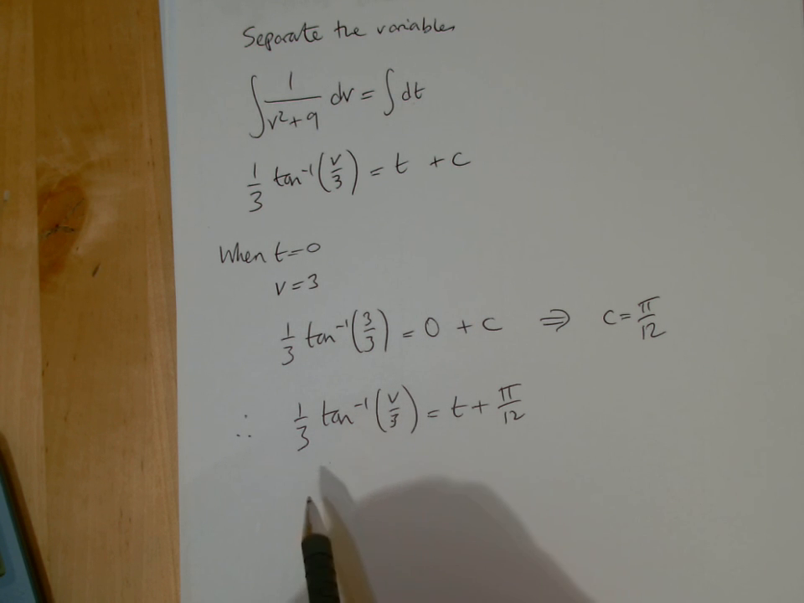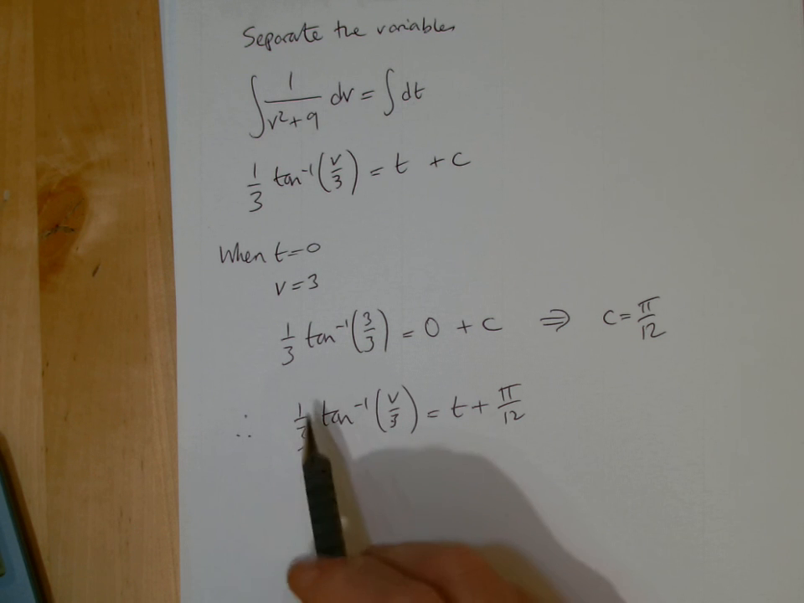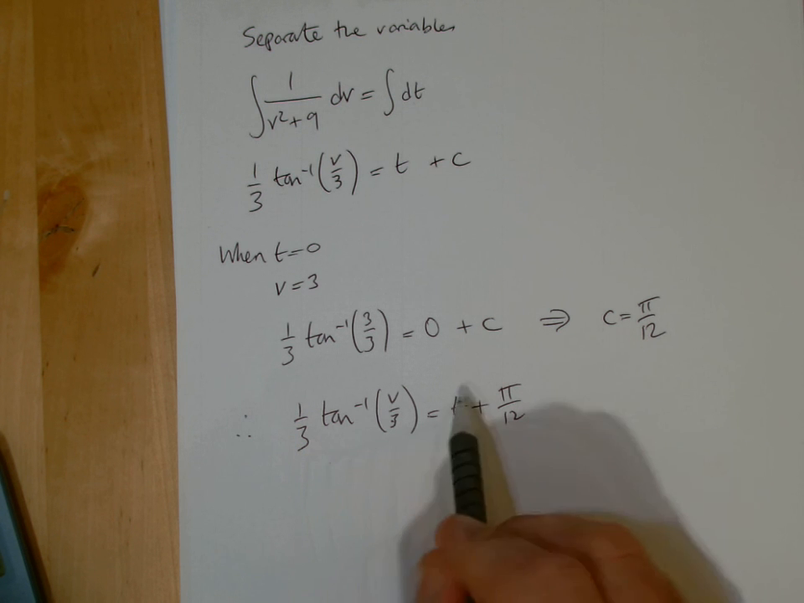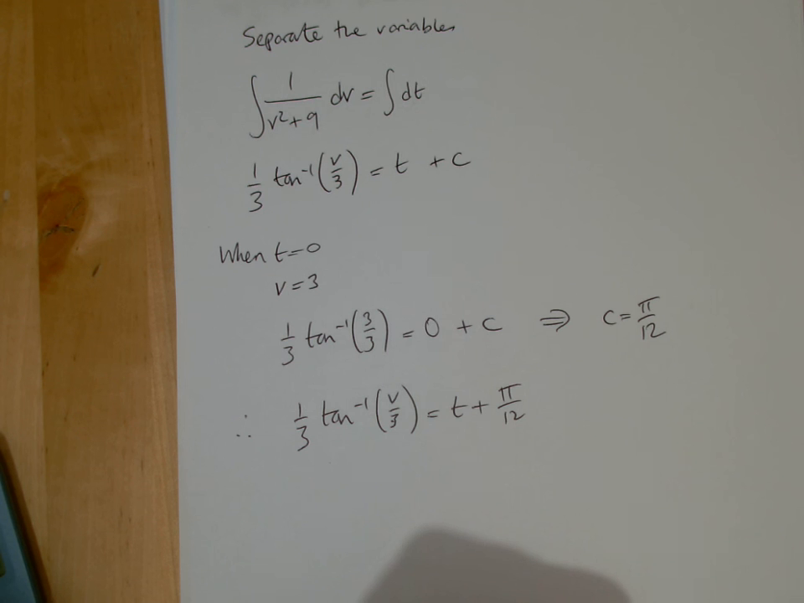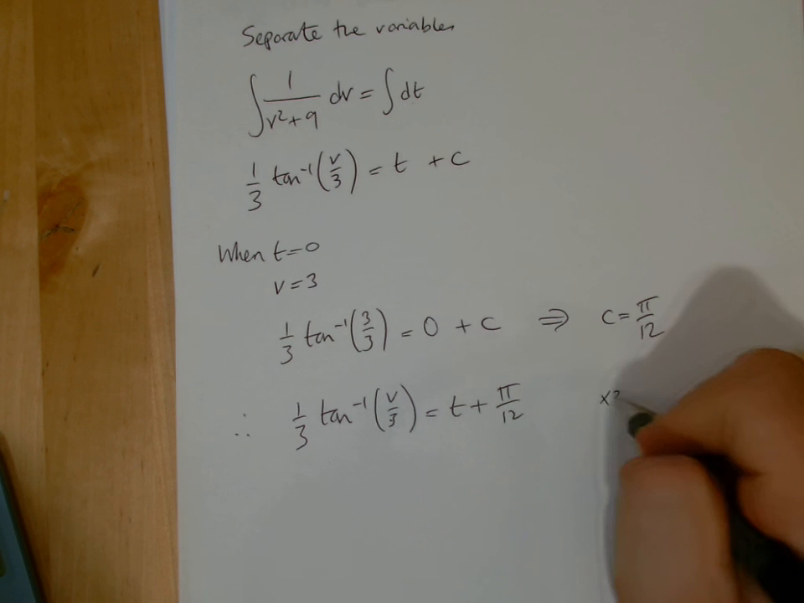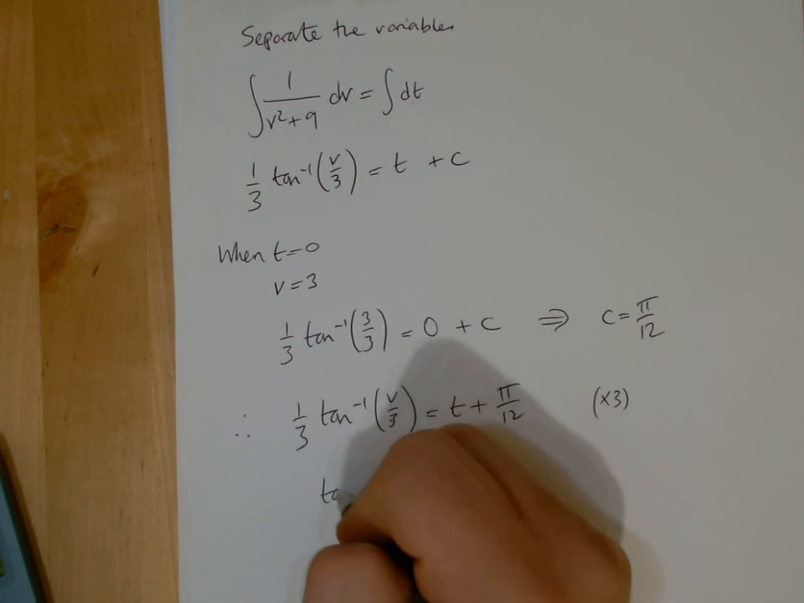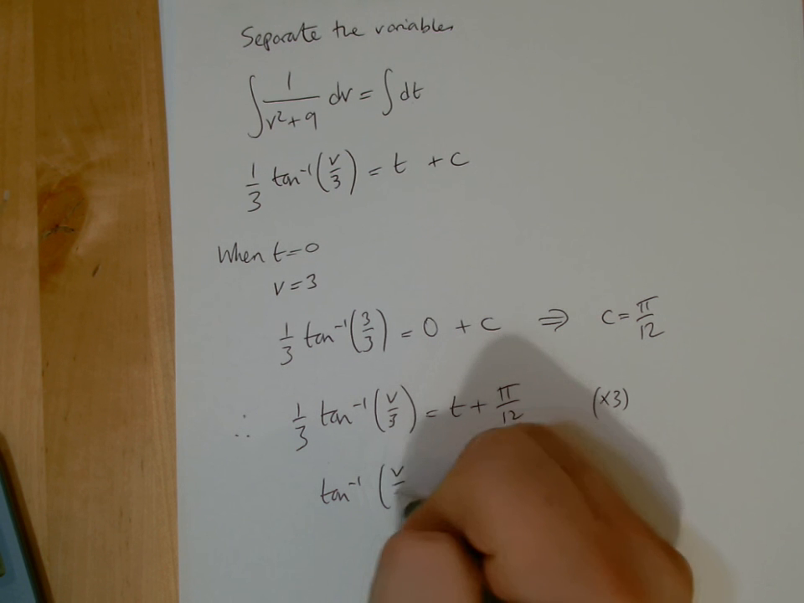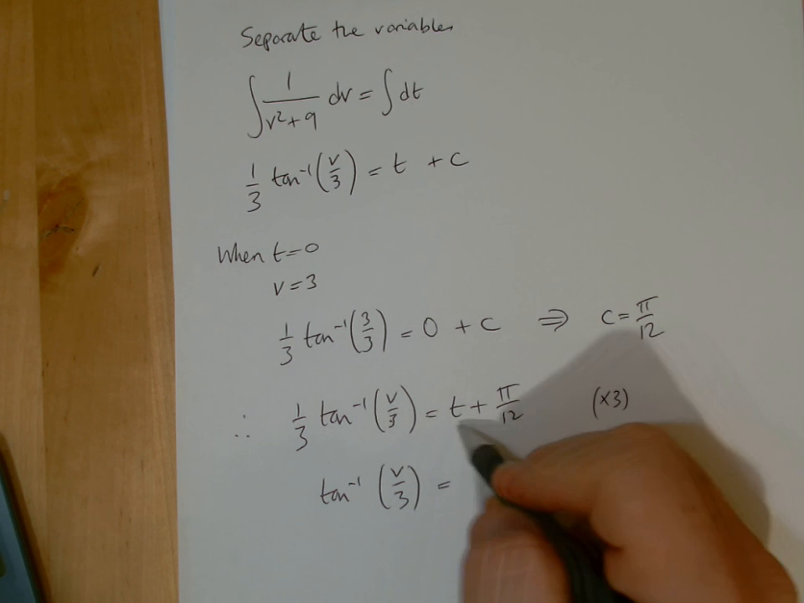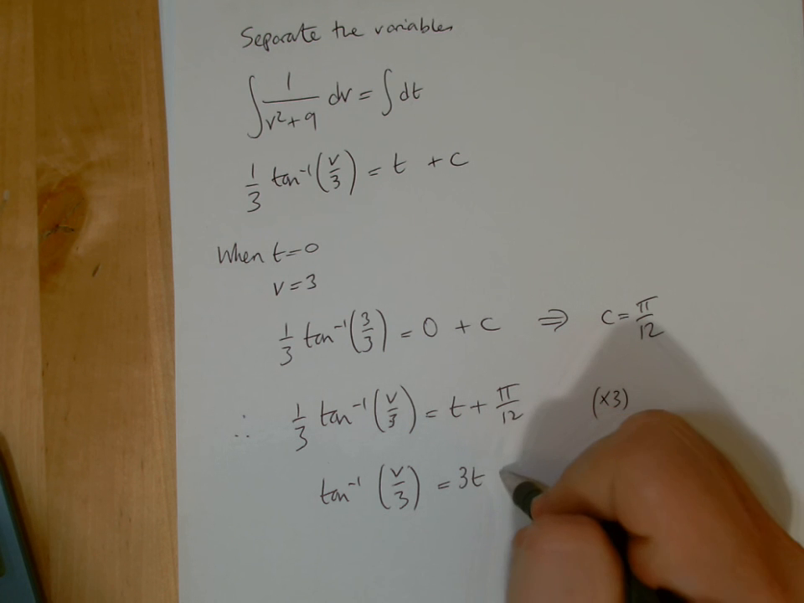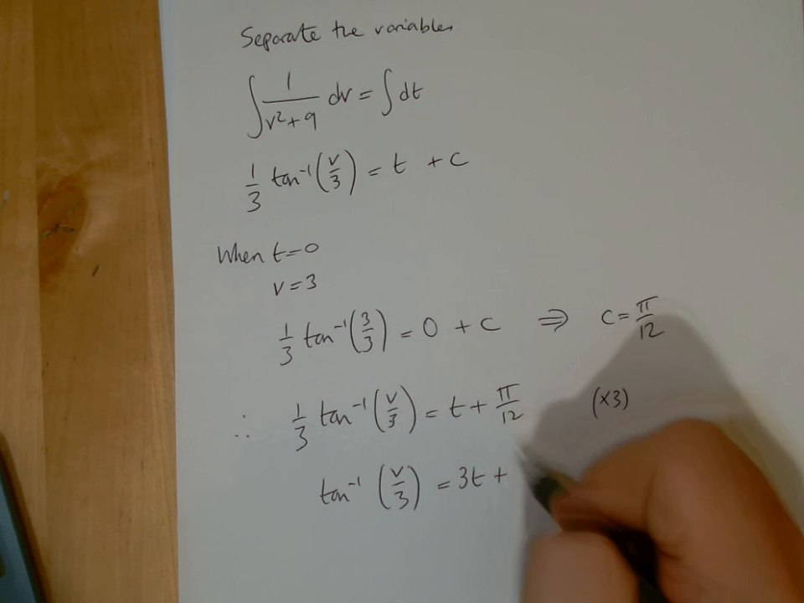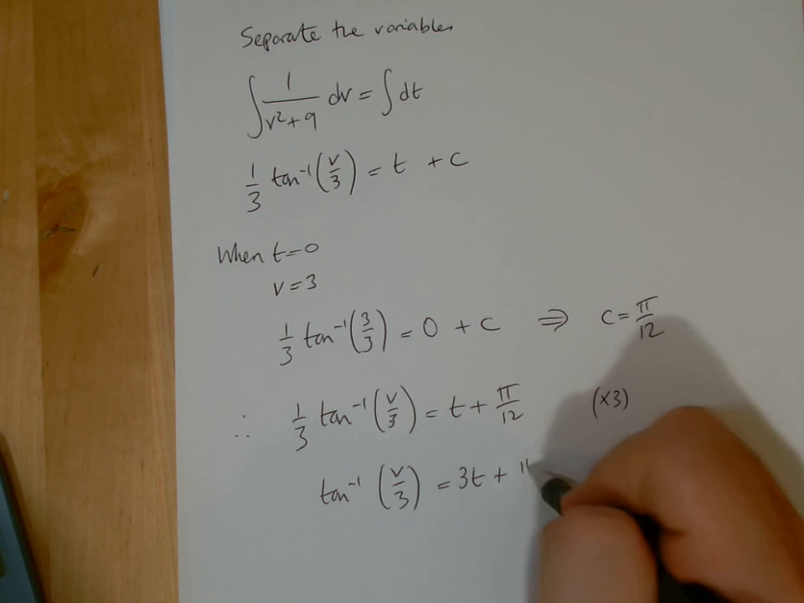Now, we need to get v equals, so we've got to escape the v from the tan to the minus 1. Before then, what you do is deal with this third, right? Because there's a third here, take it over, multiply this side, or just times through by 3, you can think of it like that. So I get tan to the minus 1 of v over 3 equals, well, if I times this by 3, that will become 3t, and times that by 3, pi over 12 becomes pi over 4.